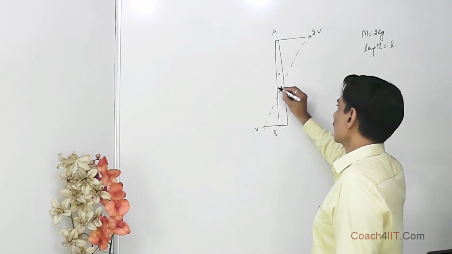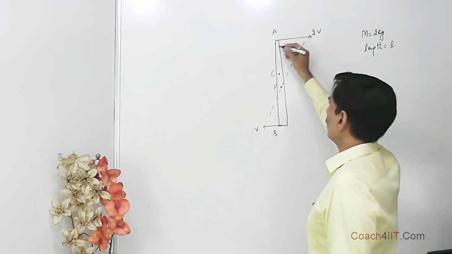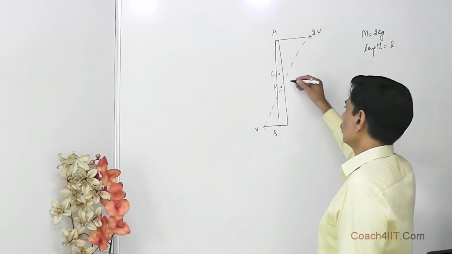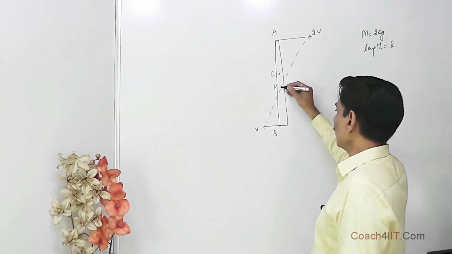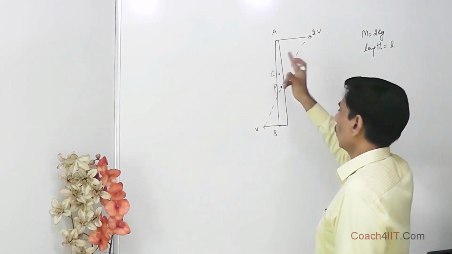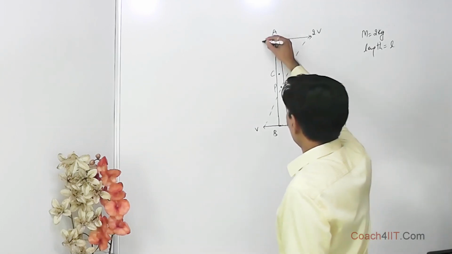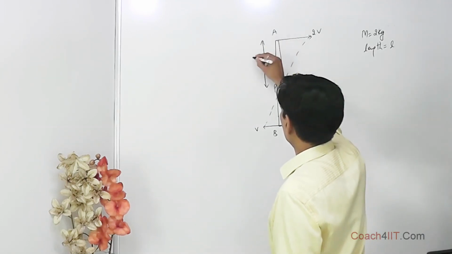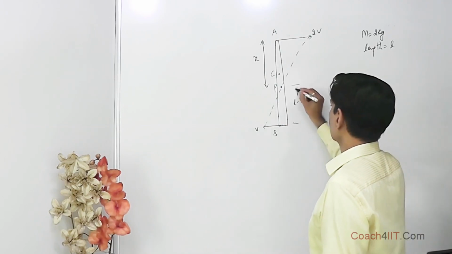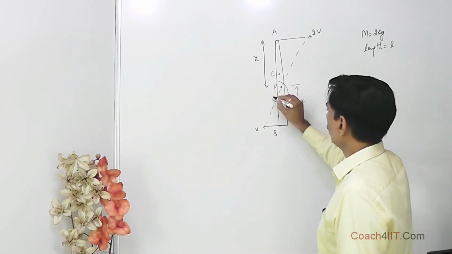Let's call this instantaneous axis point P, whereas C is the center of mass. The total length is L, so AC is L by 2 and CB is also L by 2, but PB is not L by 2. This is the instantaneous axis about which the whole rod is rotating in a horizontal circle on the table. Let's take this length from A to P as x. So from P to B it becomes L minus x. Now the whole body is rotating about this axis with angular velocity omega.